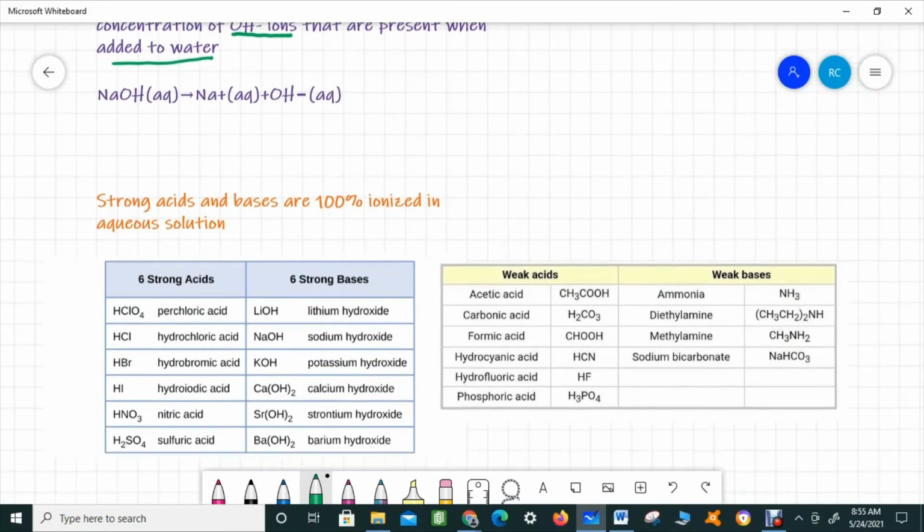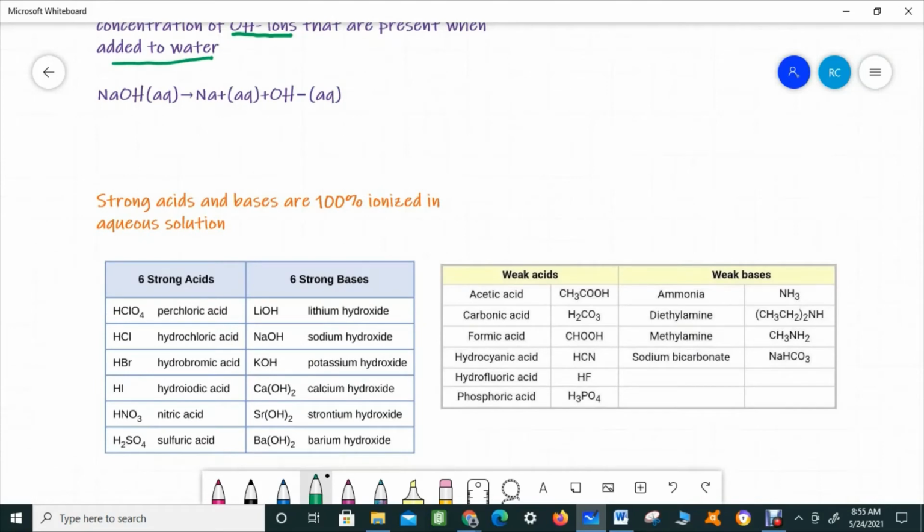So, strong acids and bases are 100% ionized in aqueous solution. It means that we have HCl, okay, when you put this HCl into water, it will completely dissociate into H plus and Cl minus ions. 100% decomposition will be taking place here. So such kinds of acids are called strong acids, and strong bases will also undergo ionization.